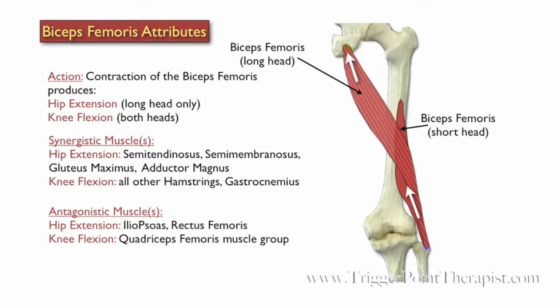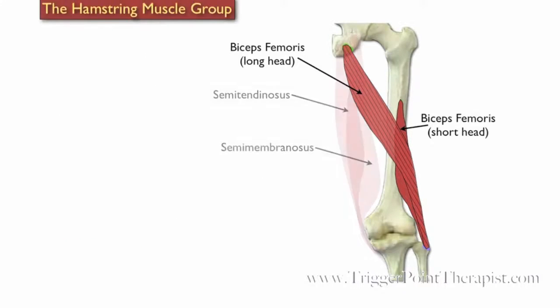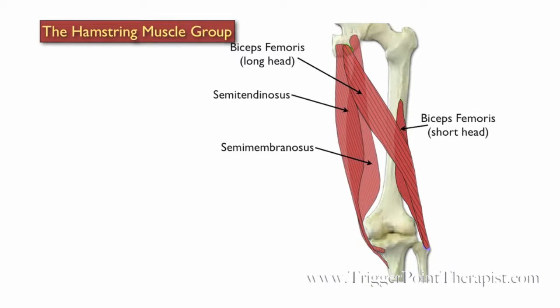The iliopsoas and rectus femoris oppose the biceps femoris during hip extension, and the quadriceps femoris group opposes the biceps femoris during knee flexion. And here we have a look at all of the muscles of the hamstring group.